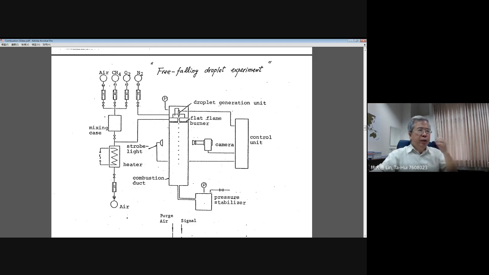A special technique is used for this kind of experimental observation. We have a strobe light accompanied with the camera, controlled by the same frequency. Then the droplet will be frozen, and you can see the single droplet at different positions. You can take pictures, measure the droplet size, and try to confirm the variation of your droplet size based on the D-square law.